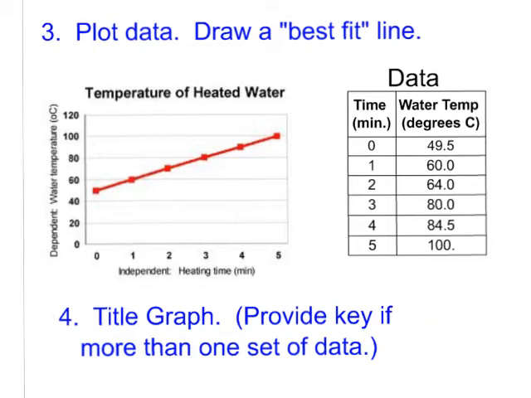But fourth, we want to do another key component of our graph, and that's title it. And here, this title actually would have probably been better suited to say temperature of heated water versus time, or something like that would have been a little bit more descriptive. But you definitely want to have a title so people know what it is that your graph is all about. If there is more than one set of data, you'll need to provide a key, and I'll show you that on the next slide.